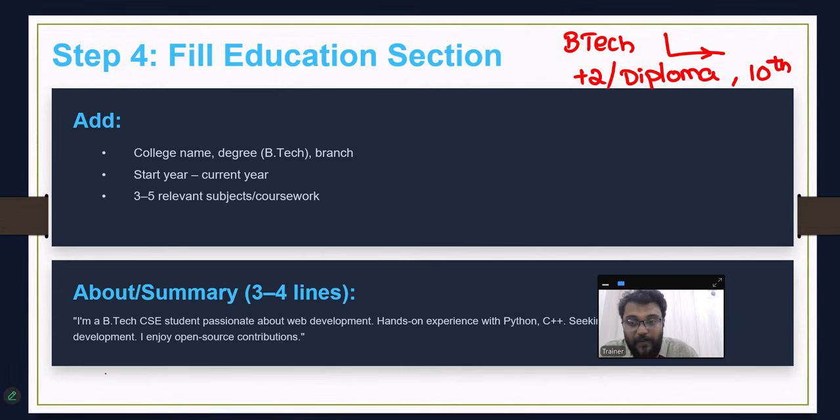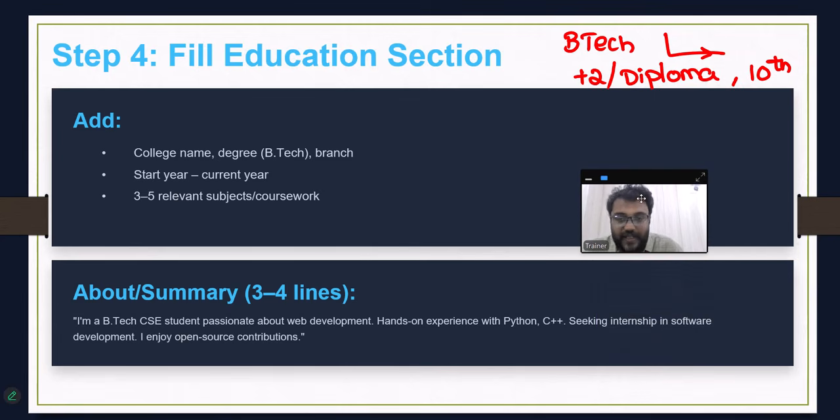Then your summary. I'm a BTech CSE student passionate about software engineering or web development. What can you mention if you are not yet ready, because you don't have any experience? Maybe I'm a first year BTech student, just entered second year, and I'm done with maybe Python and C language, you people know, right? You can mention that. Seeking internship. Make sure this LinkedIn is prepared for your job. You can mention I'm open and ready to work with anyone, so I want an internship job. You can mention that in the summary.